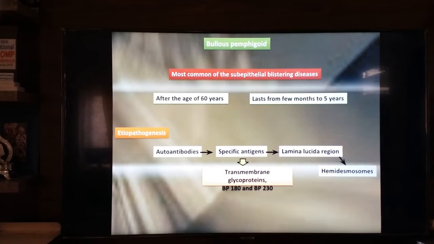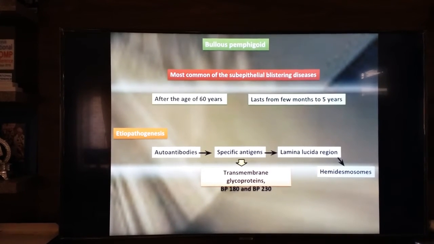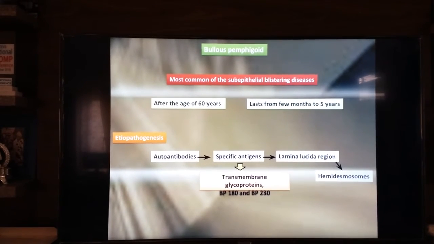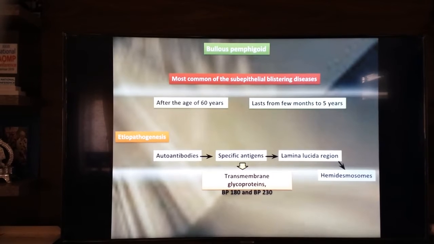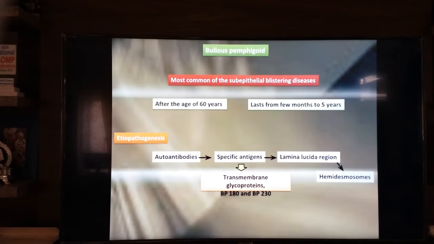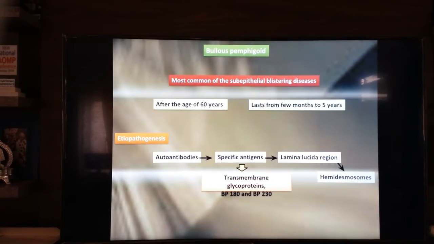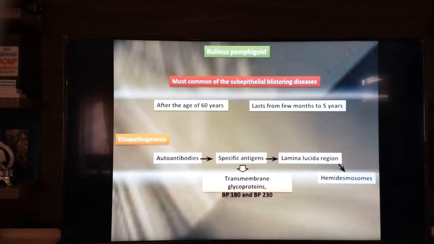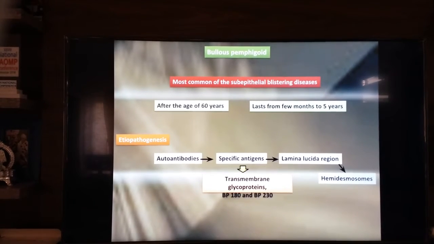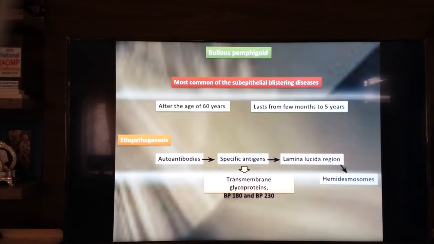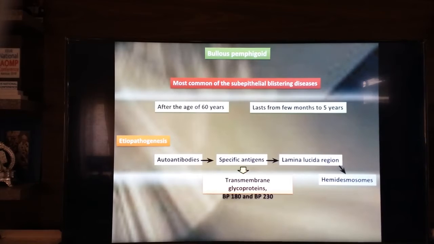Now, bullous pemphigoid is a condition which can occur in the age group of 60 years and above. It can last for a few months to over 5 years. This is associated with autoantibody formation between the epithelium and the connective tissue, and that leads to the transmembrane glycoprotein being affected, which acts as antigens, and the hemidesmosomes, which connect the epithelium to the connective tissue, are affected.